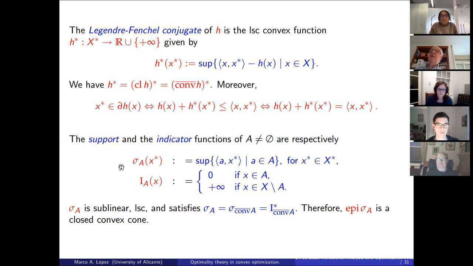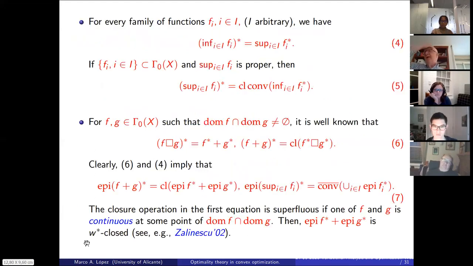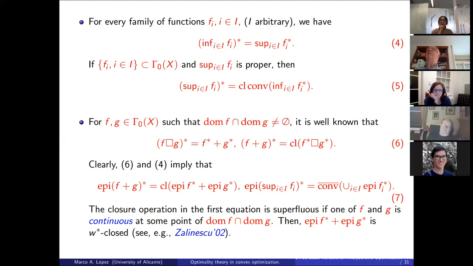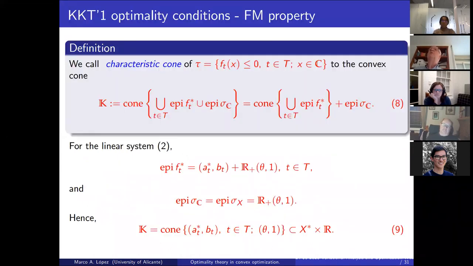This is the support function, and the indicator function. We know the support function is sublinear. I have this relation, and consequently, the epigraph of the support function is always a closed convex cone. Okay. And the last concerning these concepts: we are moving to an arbitrary family of functions, in principle not necessarily convex.